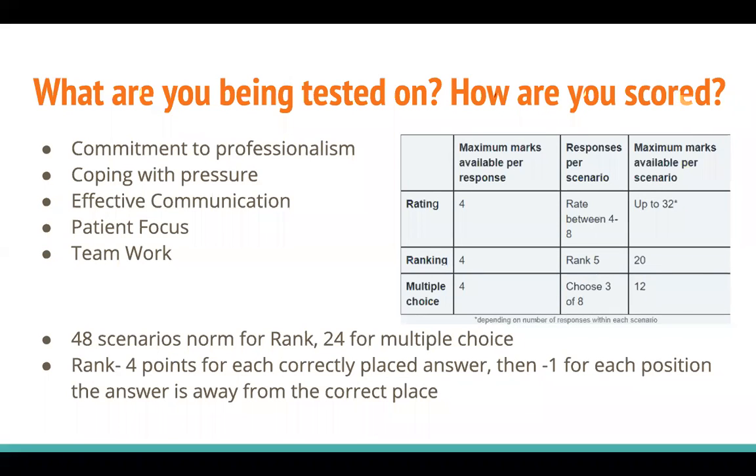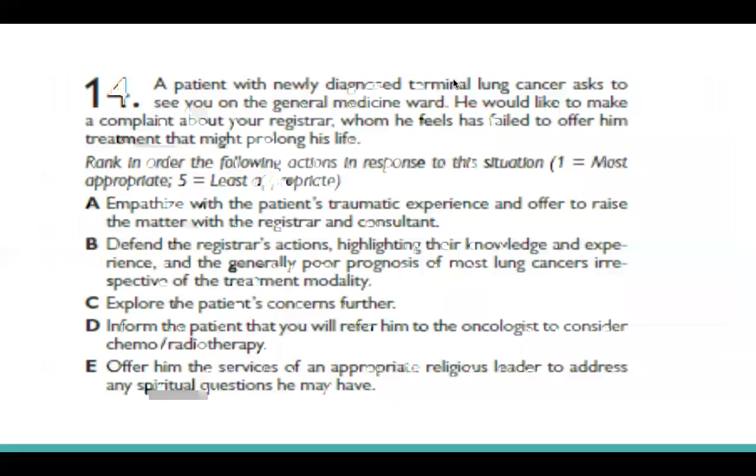I'm not sure if it's still going to be the same, but there's normally 48 scenarios for ranking and rating, and 24 for multiple choice. With ranking, it's normally 4 points for each correctly placed answer, but then they take away 1 for each position the answer is away from the correct place. And I've just put a table there of how it would be marked. Next slide, please. Oh, sorry.